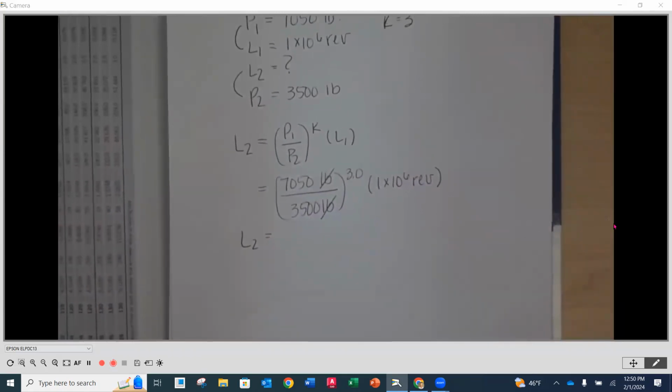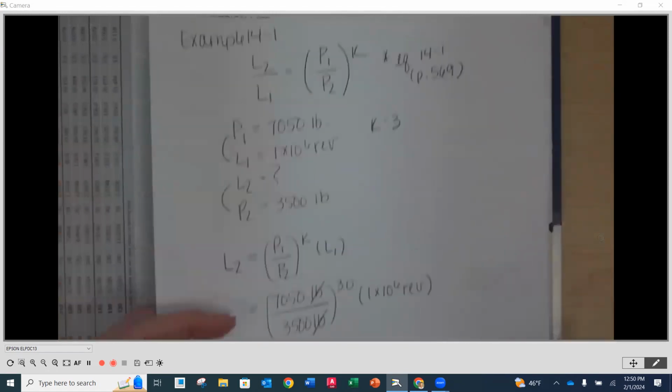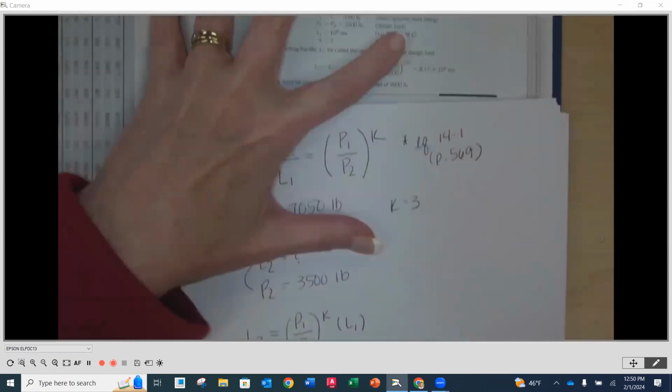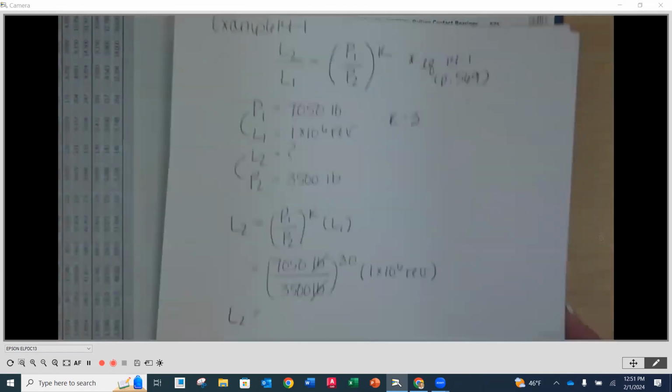How many revolutions are we going to get? And even if you're virtual, you can let me know. What did you get for the number for L2? I know the answer is in the book, and that's great, but I want to make sure that you can get the number on your calculator, using your process. 8.17. Yep, look at that. That looks good. 8.17 times 10 to the 6th.